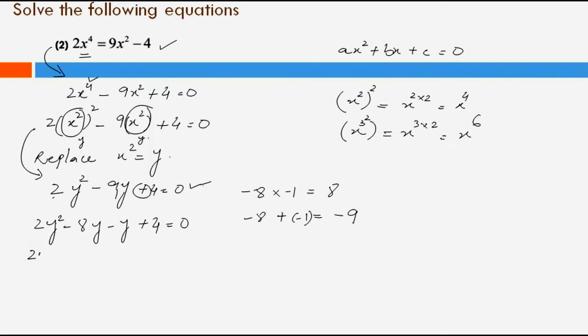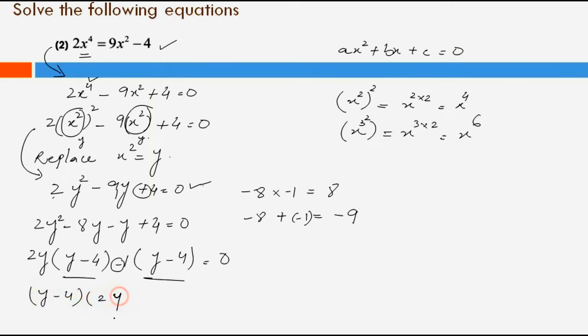Now we can take 2y common: 2y, y minus 4, minus 1, y minus 4 is equal to 0. When we take negative as common, this negative is common from y, and this positive will be converted into negative. Now let's take y minus 4 common, and here I have 2y minus 1 is equal to 0.